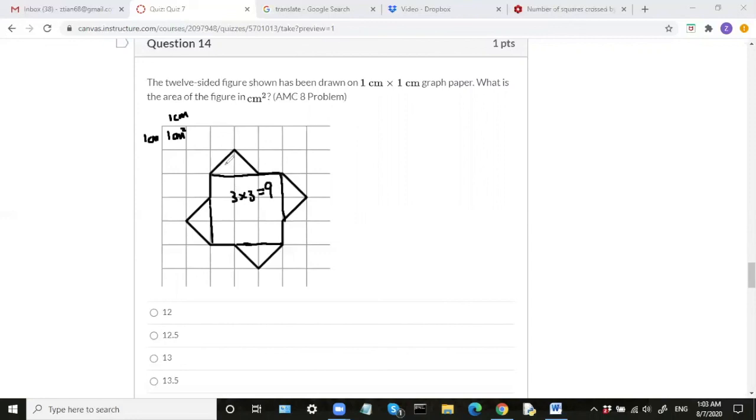We can combine these two triangles, and they become 1 square. So this is 1, 1, 1, 1. The total area is 9 plus 4, which equals 13. So it's C.